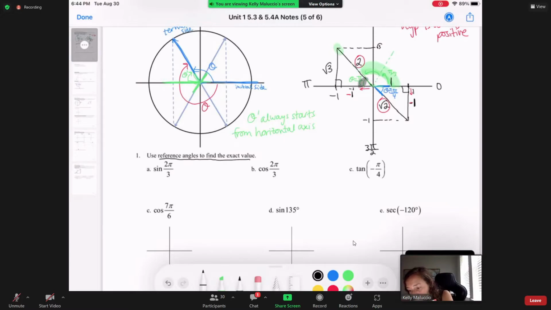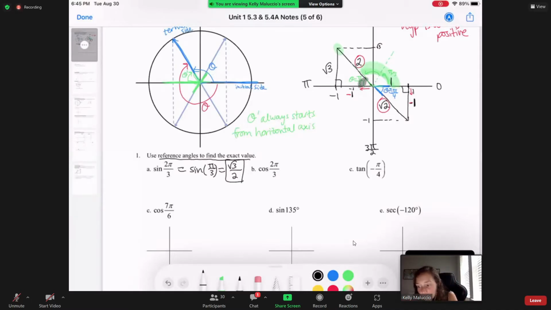Okay. So we know that sine of 2 pi over 3 is going to be the same thing as sine of pi over 3, but we just have to check the sign, the plus or minus. That's what I'm talking about. So sine of 2 pi over 3 equals sine of pi over 3, which I know from my chart that I have memorized, that you don't need to have memorized yet, but you will, is root 3 over 2.